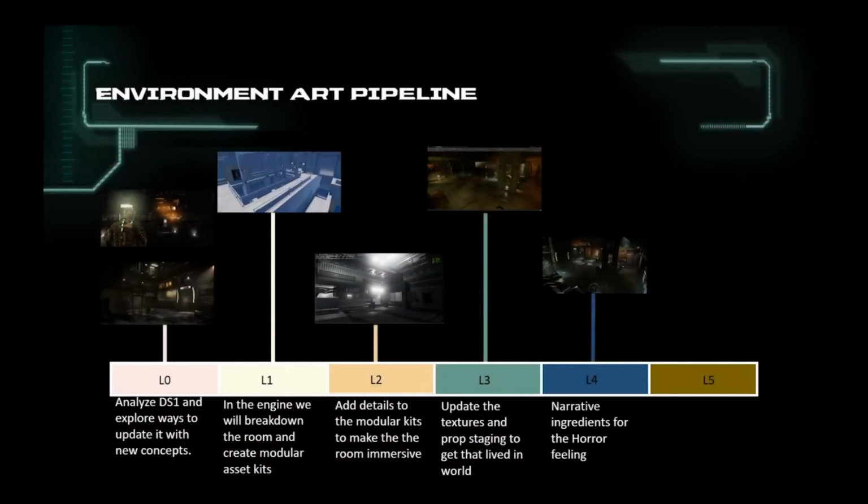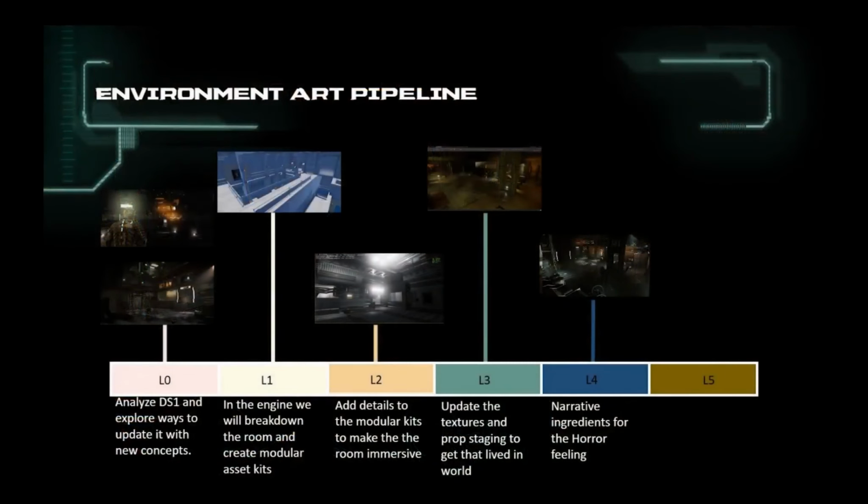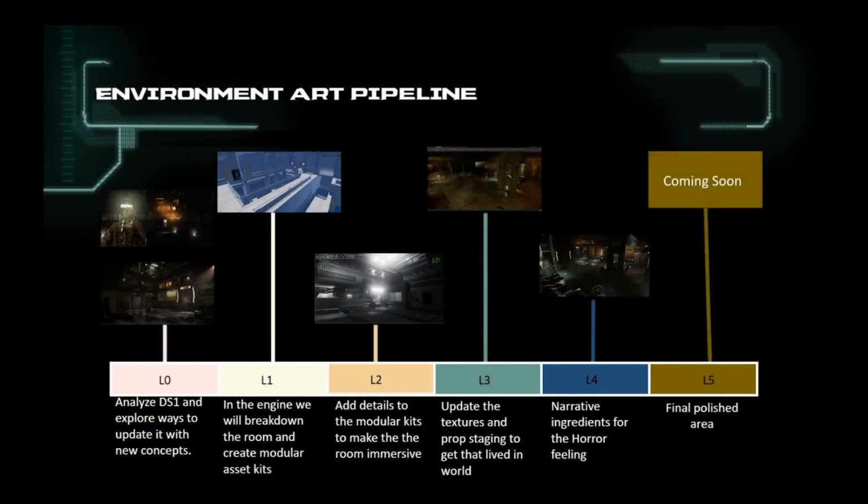L4 is where we add all the narrative elements. All the architectural kits get a polish pass with wear and tear. Small props, signs, markings, bloodstains, dirt and grime are added to get that lived-in world feeling and give that horror storytelling element. L5 is where the polished elements of all the art department get integrated to give that final high-quality next-gen Dead Space look and feel. This will be coming soon.